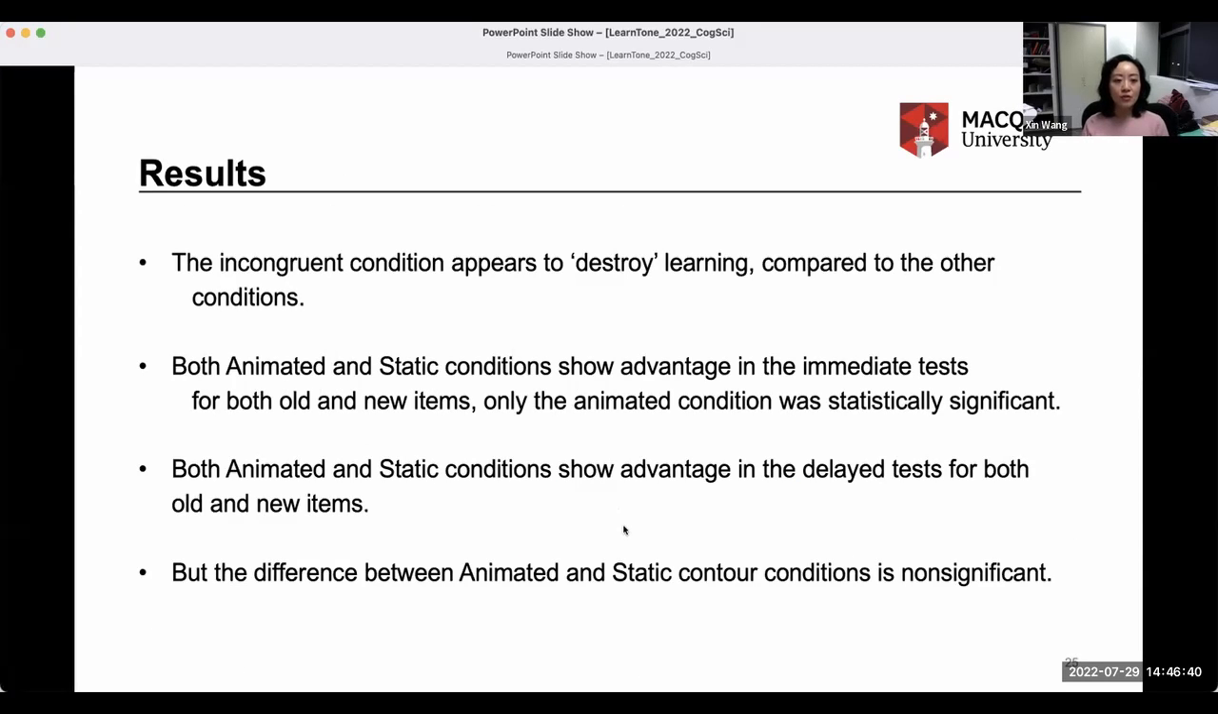So these results show that the incongruent condition appears to destroy learning compared to the other conditions, which is consistent with the 2019 Geng study. And both visual conditions show an advantage in the immediate tests for both old and new items. However, statistically, only the animated condition shows an advantage relative to the auditory only condition. And both animated and static contour conditions show an advantage in the delayed tests for both old and new items. However, the difference between these two visual conditions is not significant.